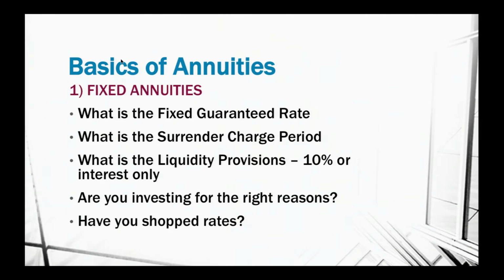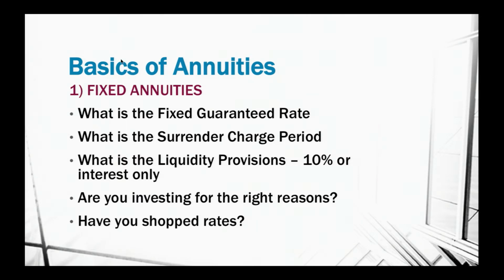Second difference is that the growth of a fixed annuity is not taxable. It's tax deferred until you take it out. Whereas with a CD, you're paying taxes along the way unless you're in a retirement account. So other than those 2 big differences, they're really pretty much the same. So what you want to find out is what is the fixed guaranteed rate, what is the surrender charge period. You really want to be comfortable with that. And what is the liquidity provisions?